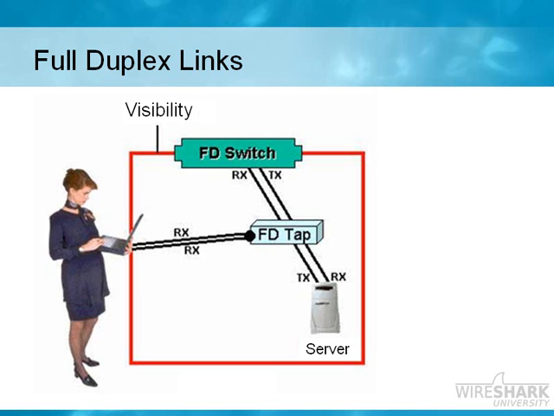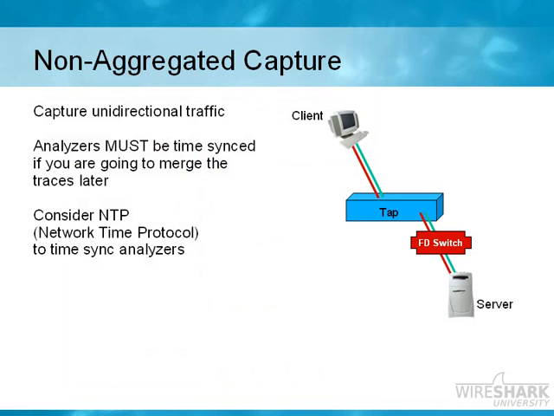Now, in the best situation, you would only have to have one analyzer hanging off of that tap. But unfortunately, if you go out and buy a full duplex tap, there are two varieties. One will require a single analyzer to plug in, and another one might require two analyzers to plug in. This is called a non-aggregated capture, and it requires the use of two analyzers. So here we have a server that connects through a full duplex switch, and the client would normally connect directly into that full duplex switch as well.